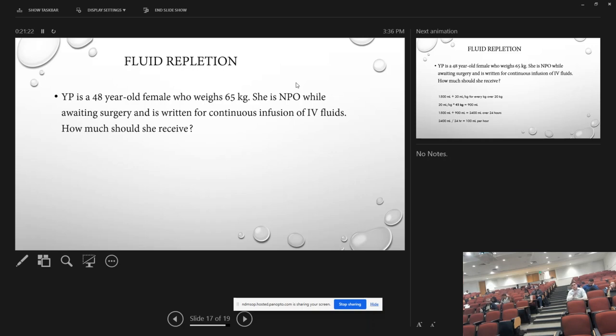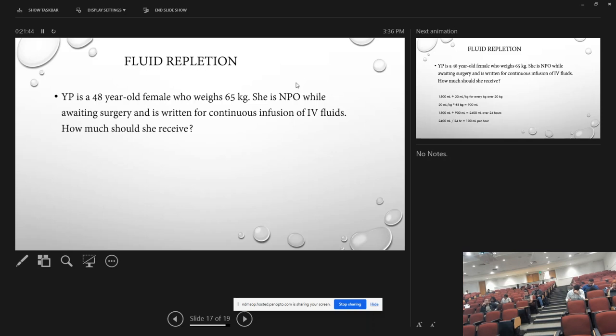So here we have a 48-year-old female who weighs 65 kilos. She is NPO. What's NPO? Nothing by mouth, nothing per mouth while awaiting surgery. So she's here for surgery and is written for continuous intravenous fluids. How much should she receive?